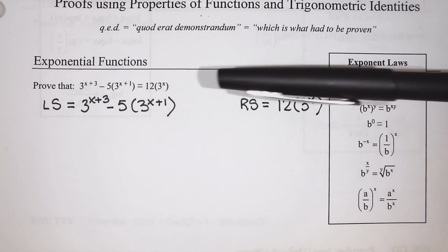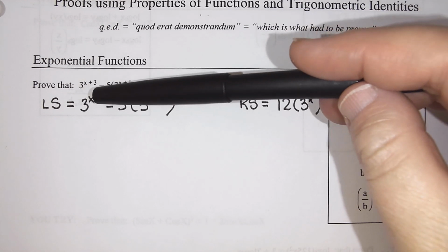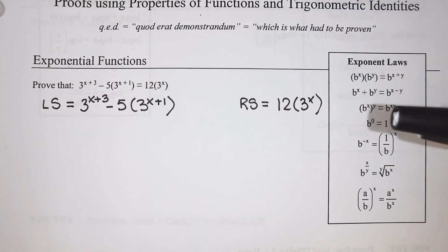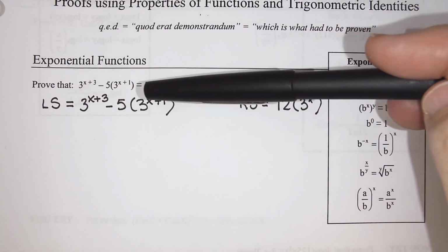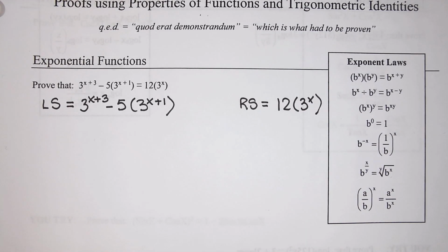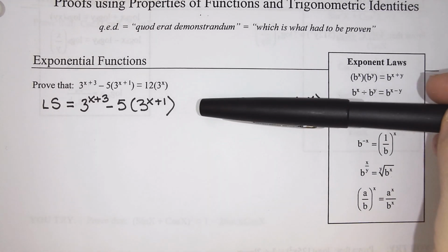So in working on the left-hand side, I'm going to have to find a way to combine the 2 terms into 1, and I am likely going to have to do something with the way those powers are written because it's only 3 to the x on the other side. So I'm just going to focus on my left-hand side.